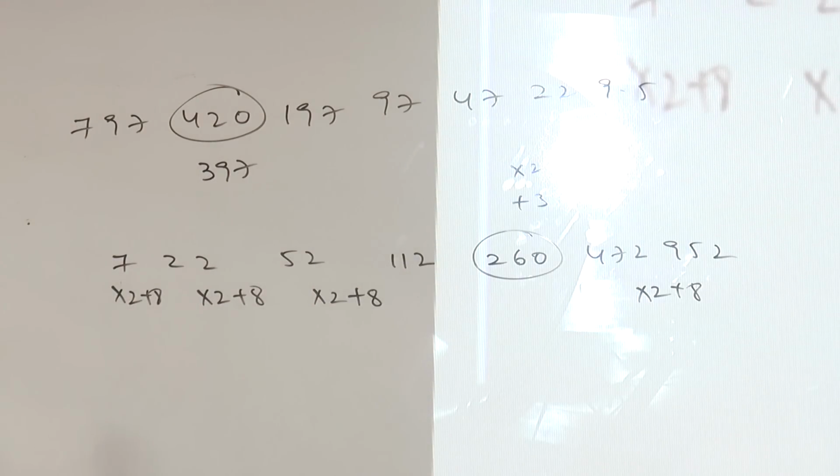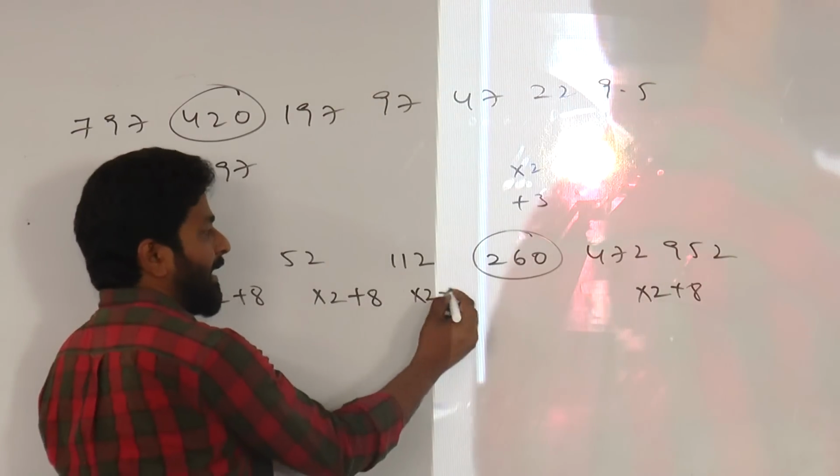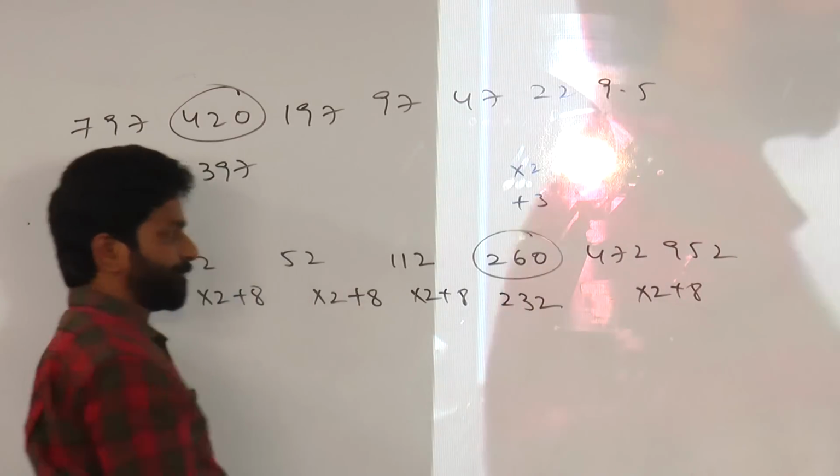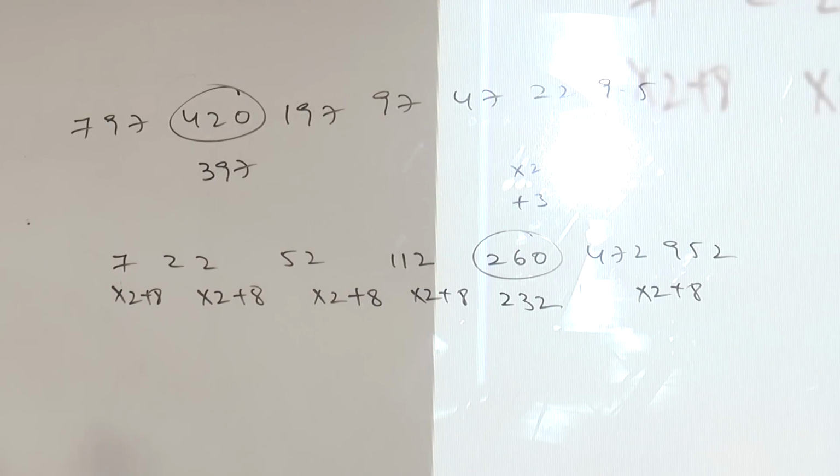That is not working there, right? So you should have into 2 plus 8, 224 plus 8, 232. Instead of that we have 260. Okay? Next, 56.